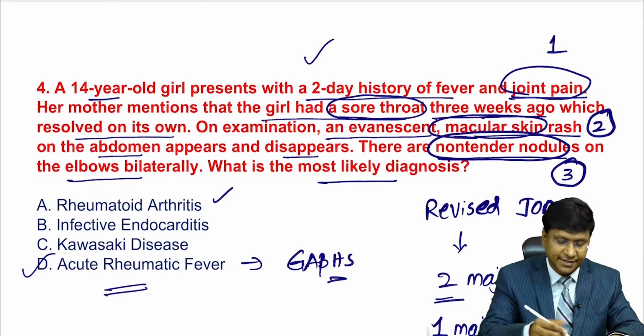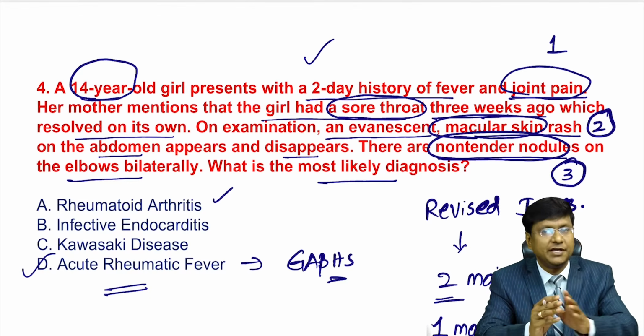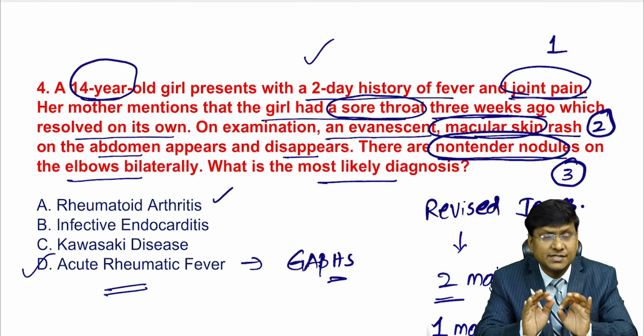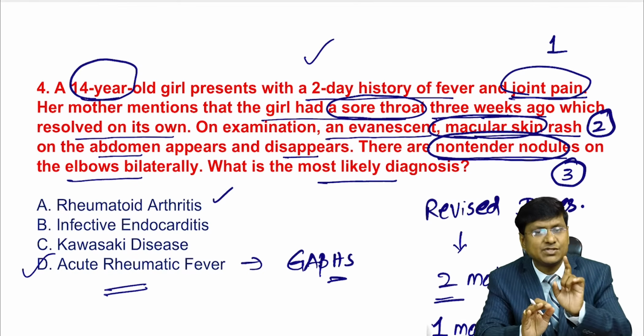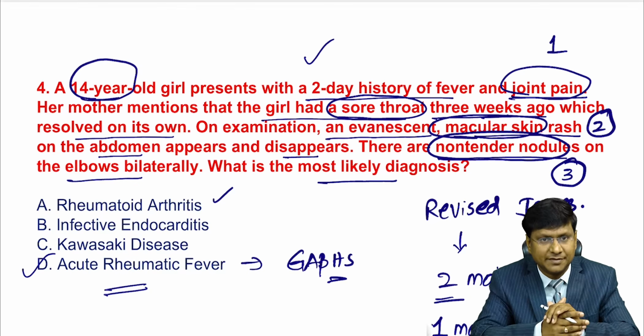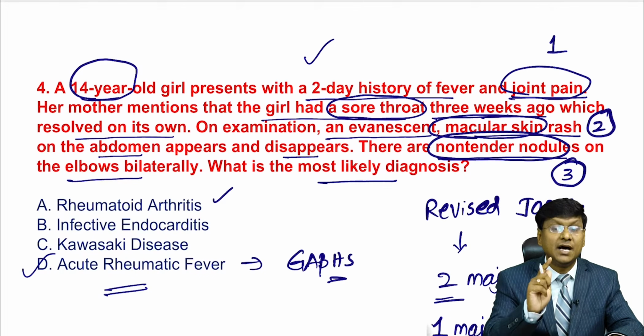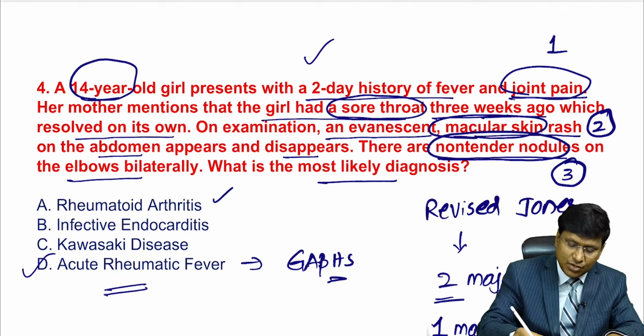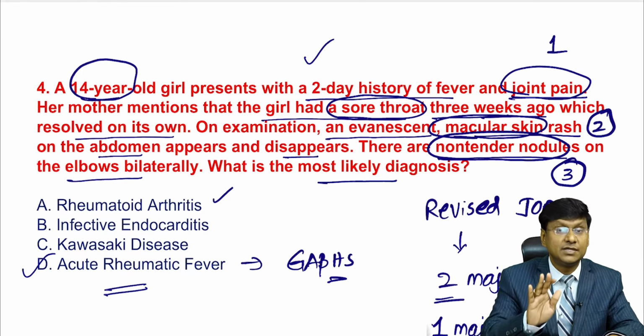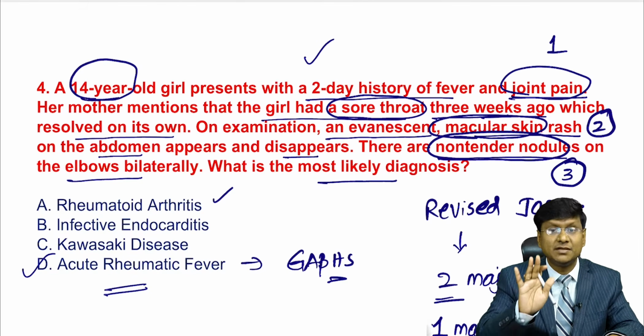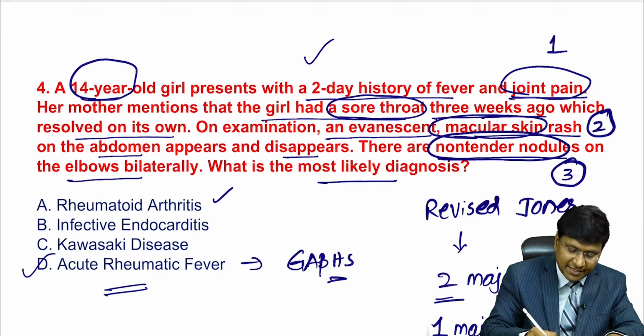Take rheumatoid arthritis. What is the age of the patient? 14 years old. Rheumatoid arthritis mainly affects the small joints and is commonly observed in middle-aged women. The common presentation in patients with rheumatoid arthritis is early morning stiffness, and there is no association with sore throat or streptococcal infection.